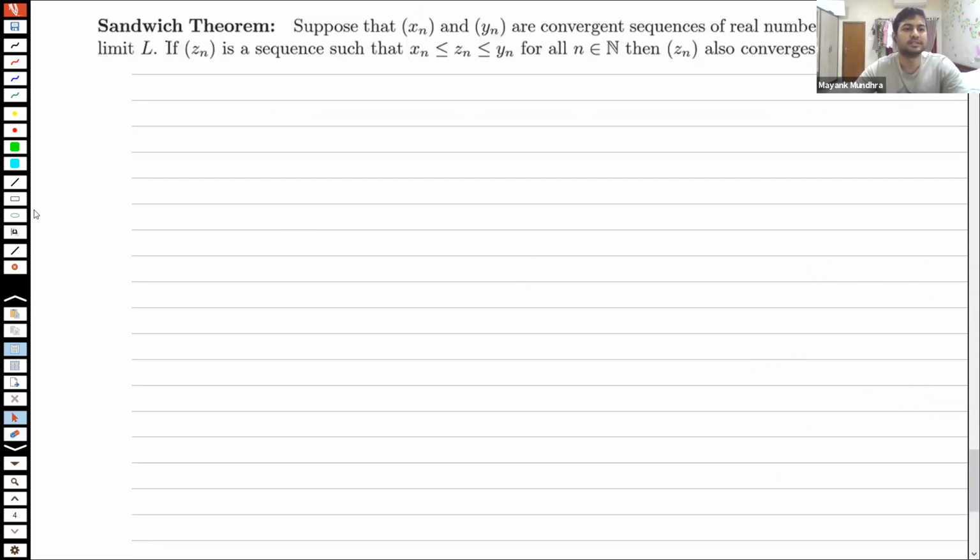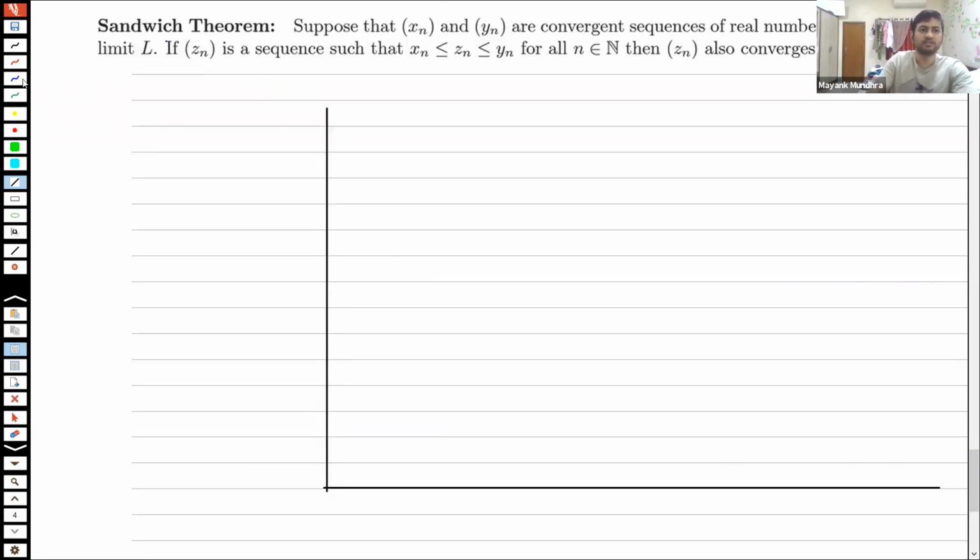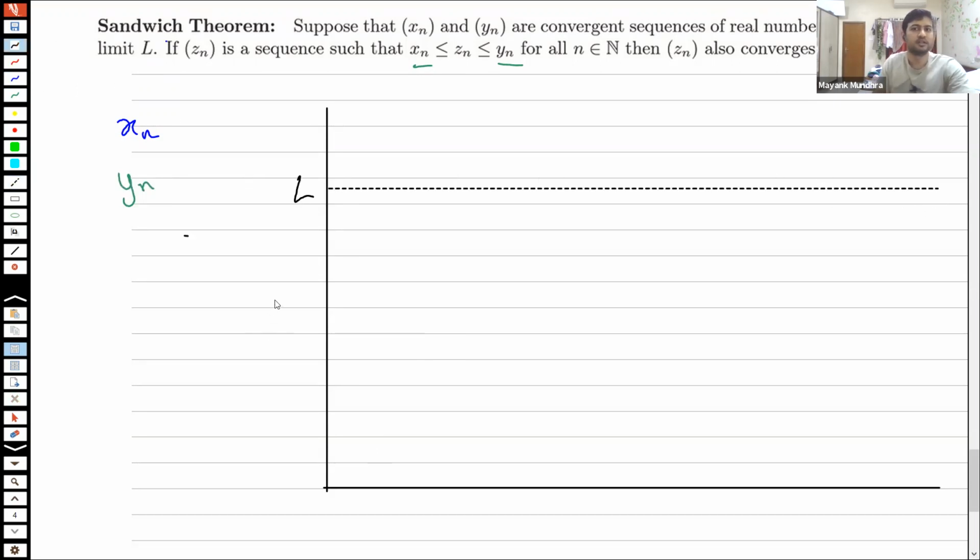Okay, so what is the sandwich theorem telling me? It's telling me that suppose, first of all, that there are two sequences which have the same limit. So let me consider a sequence xn and another sequence yn. So xn is always less than or equal to yn, but the limits are the same. Okay, so the limit point is the same. Let's say this is the limit point L.